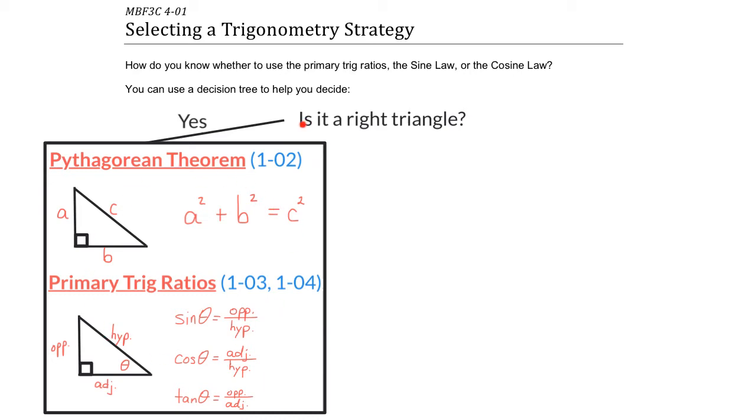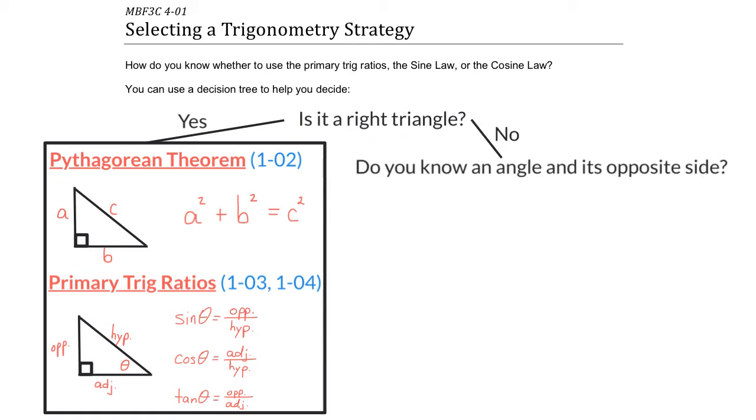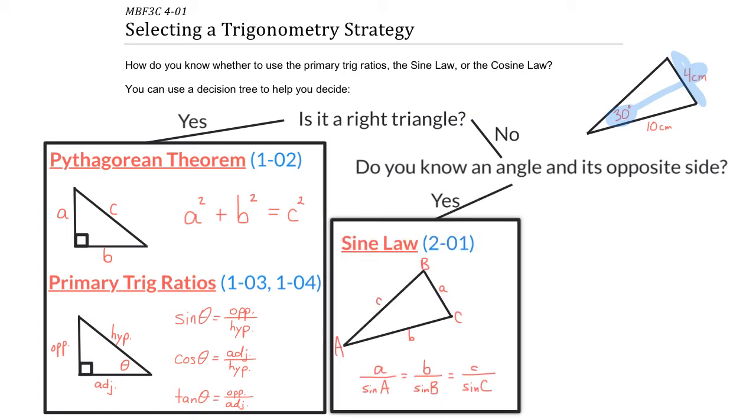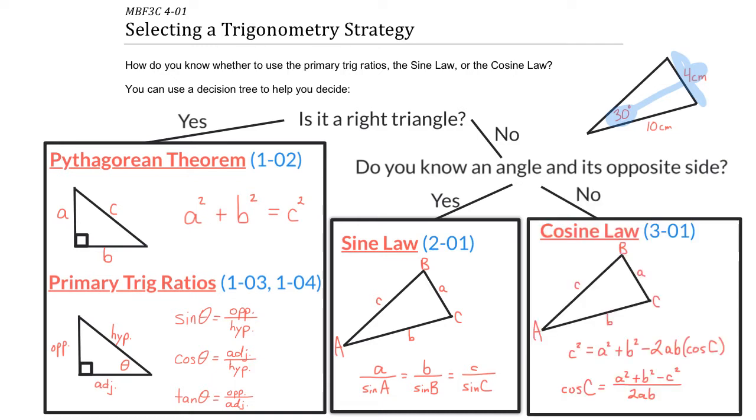Now let's go back to our question. Is it a right triangle? What if the answer is no? Well, then you have to do something else, and you have to ask yourself another question. Do you know an angle and its opposite side? So, for example, in this triangle, I know an angle and its opposite side. So if my answer is yes, then I can use the sine law. And if my answer is no, then I can use the cosine law.